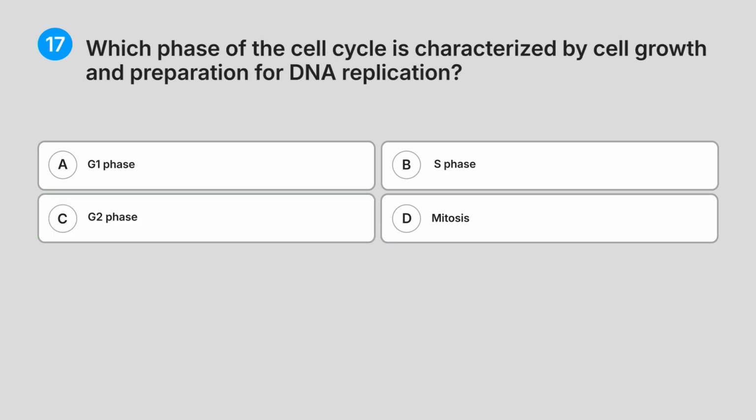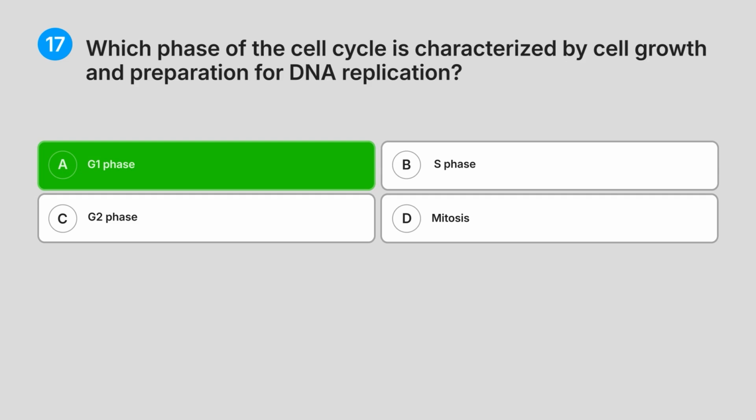17. Which phase of the cell cycle is characterized by cell growth and preparation for DNA replication? A. G1 phase. B. S phase. C. G2 phase. D. Mitosis. What do you think is the answer? Correct. Answer. A. G1 phase.